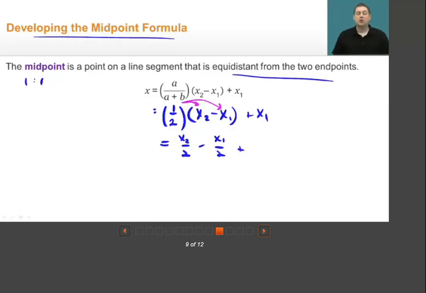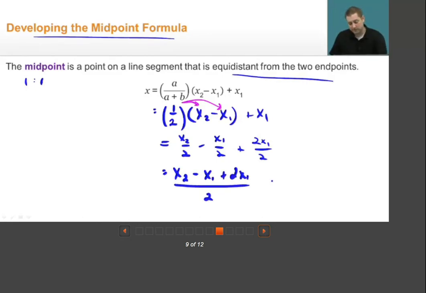And then since I have a denominator of 2 right now, let's go ahead and just rewrite x sub 1 as 2 over 2, because the coefficient is 1. That gives me 2x sub 1 over 2. And combining the numerators together, I'm going to get x sub 2 minus x sub 1 plus 2 times x sub 1 all over 2. And what that's going to simplify to, by combining like terms, is just x sub 1 plus x sub 2 all over 2. So the x value of our midpoint is the sum of the 2 x coordinates divided by 2.